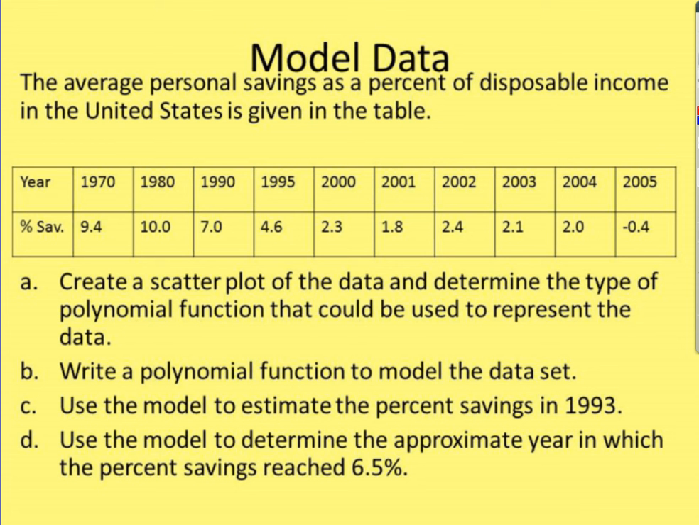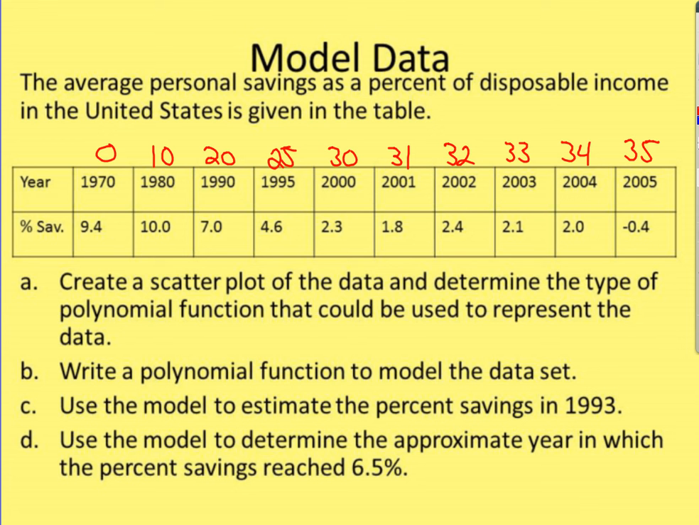So the first thing we want you to do is to create a scatter plot of this data to determine the type of polynomial function that can be used to represent the data. To simplify our list, instead of putting in the years of 1970 and 1980, let's call 1970 our year 0. 1980 would then be 10 years from that. 1990 is 20 years, and so on and so forth. And so we get up to 2005, which is 35 years later. So in your list 1, you'll put in the 0, 10, 20, up to 35. In your list 2, you'll put in the percent of savings.